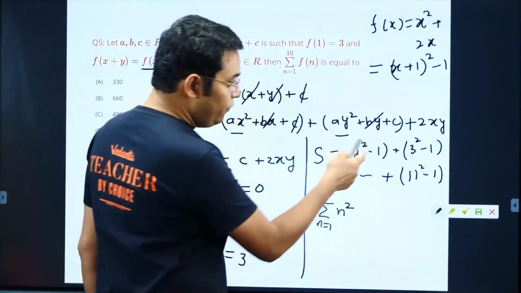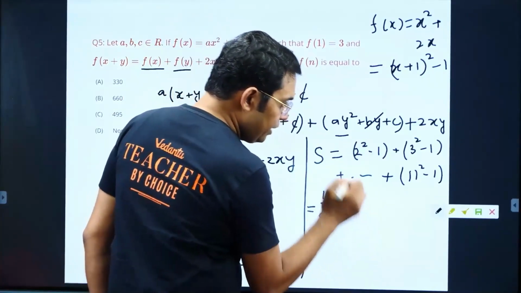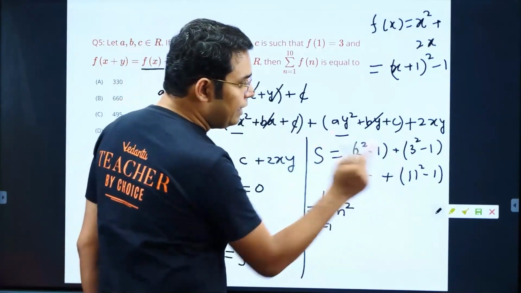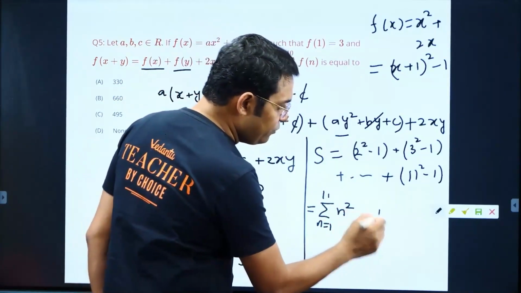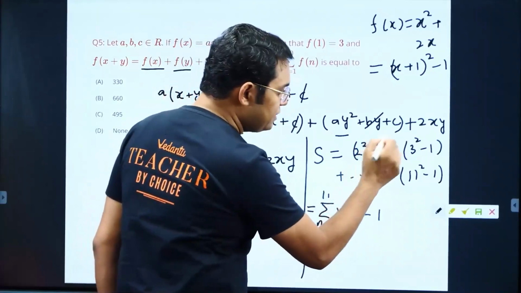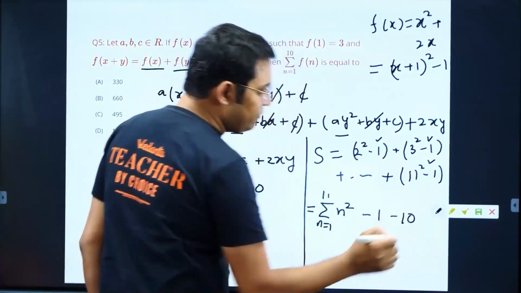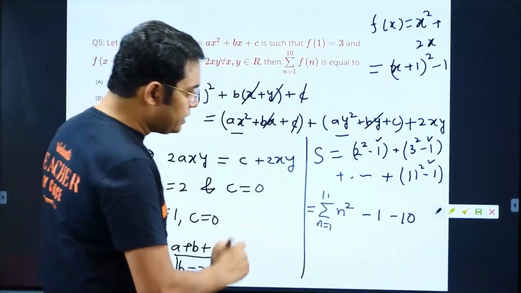I have taken one extra term here so that we start from 1 only: 1 square, 2 square till 11 square. So I will subtract 1 for that, and also these 1, 1, 1, you can see they are 10 times, so that minus 10 will also happen here. Okay, you just have to find this.